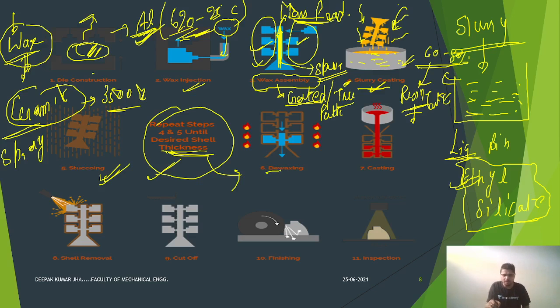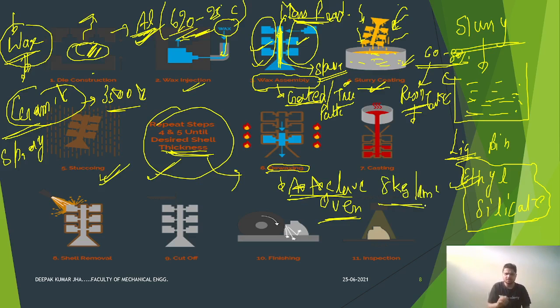Now what we'll do, we'll be dewaxing it. How? You can put this in autoclave oven. Now what is autoclave oven? It is basically a type of oven whereby heat is given in the form of steam, right? A high pressure steam is given into the oven. Usually the steam pressure is 8 kg per centimeter square. This pressure of steam is given and the wax is melted.